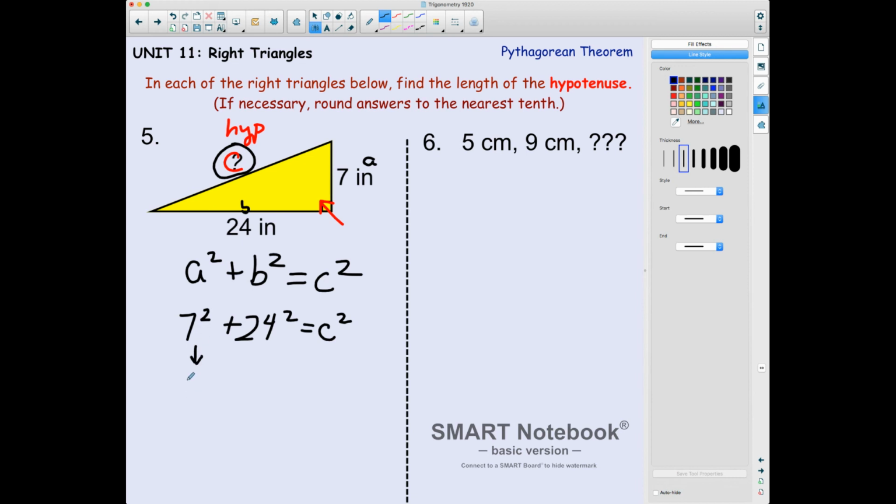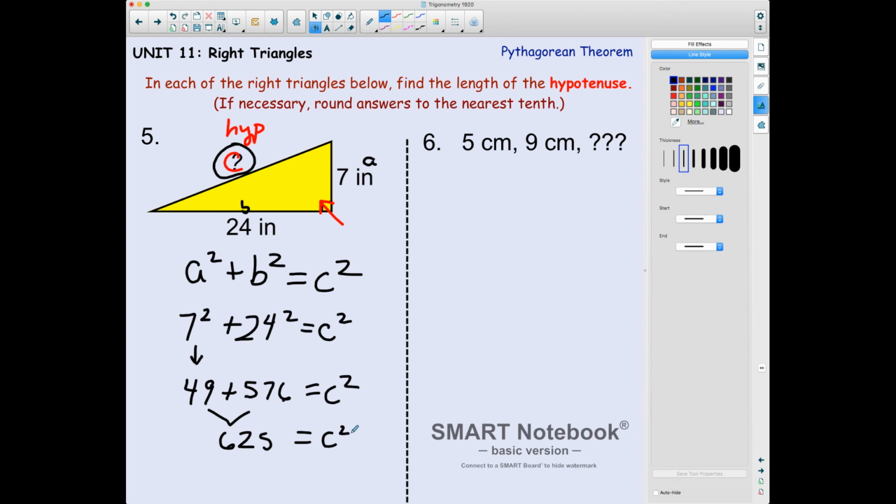7 squared is 7 times 7. 24 squared, oh my gosh. Hit those buttons if you need to. 24 times 24, 576. And that's equal to c squared. And then you add these up. So 49 plus 576 is 625. So what? Does that mean c is equal to 625? No! C squared is equal to 625.